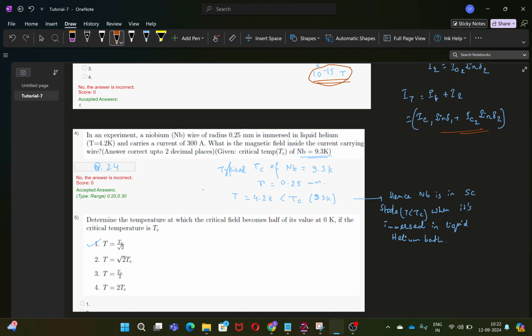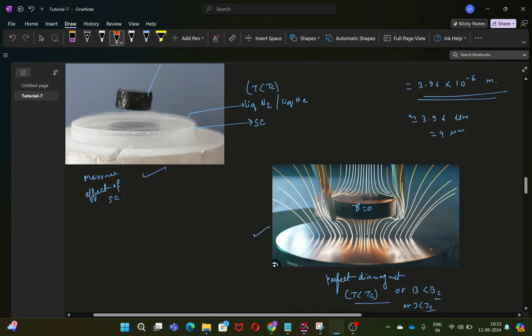Now as I had written over here, the typical Tc of niobium, which is mentioned in the question also, is 9.3 Kelvin, and the liquid helium bath in which the niobium wire has been immersed is at 4.2 Kelvin. That means it is lower than the Tc of niobium, 9.3 Kelvin. So since T is lower than Tc, we can say that the niobium is in a superconducting state when it is immersed in the liquid helium bath. So we are dealing with a superconductor which is below its Tc. Now let us go to the bottom part where I have solved this question.